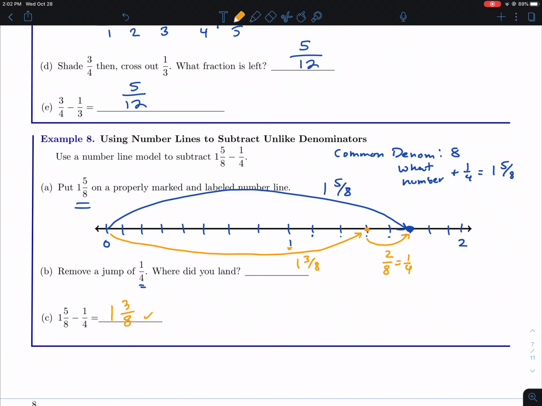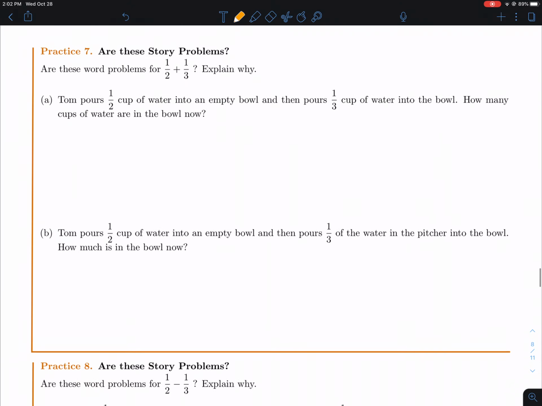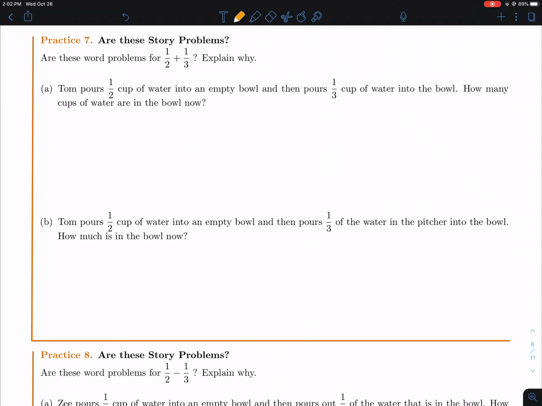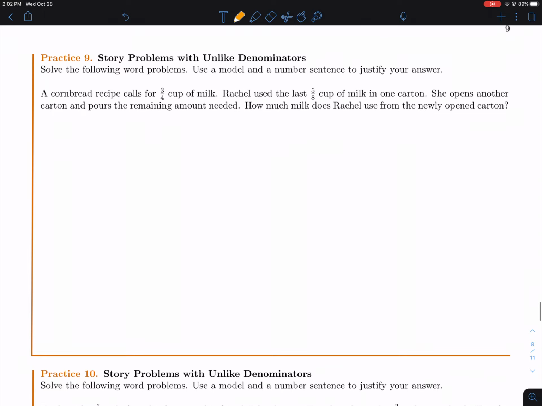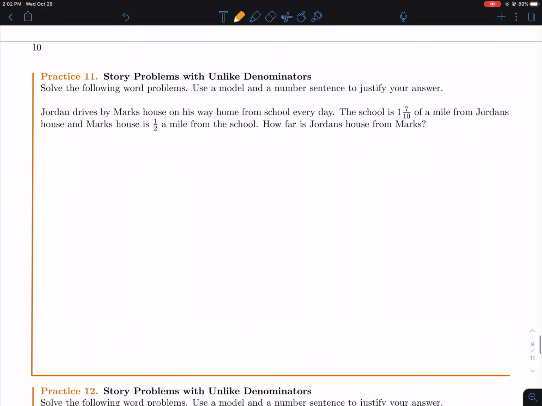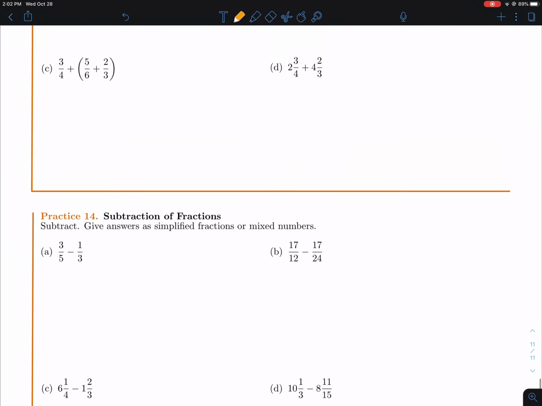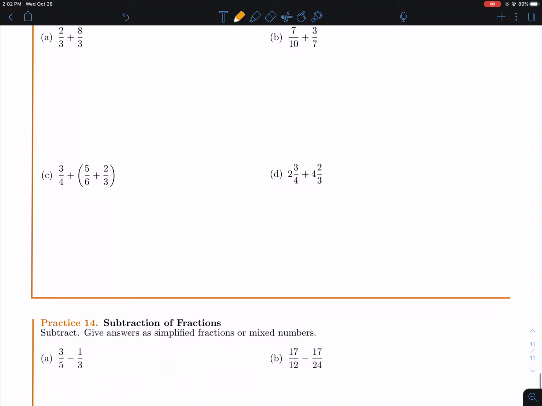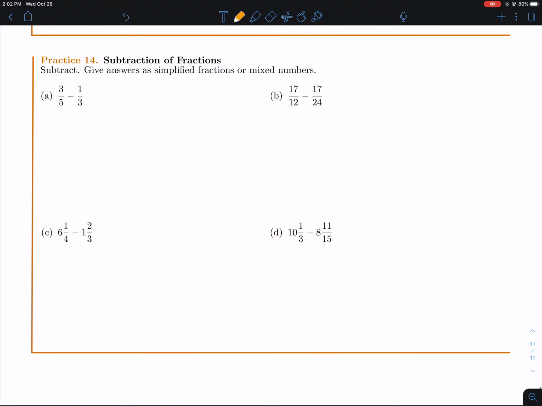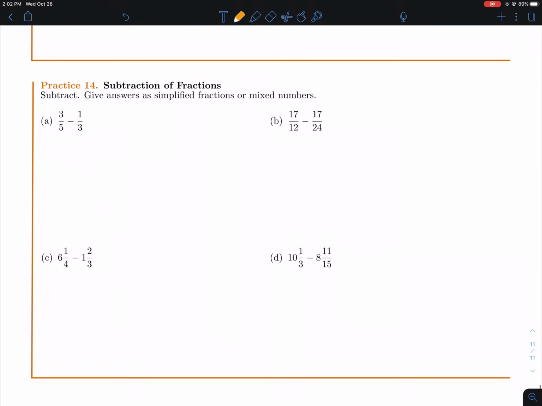All right, so for the rest of them, here are some practice story problems, just like we had before with unlike denominators. One's a real story problem, one isn't. So try to figure out which one's real and why the other one isn't. Then there's a bunch of practice problems with unlike denominators. And at the very end, there are lots of different ones. For those, you can use the model if you want, or if you just want to use straight addition and subtraction rules, that's fine too.